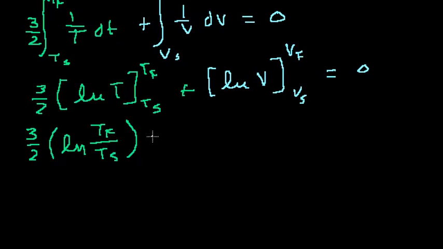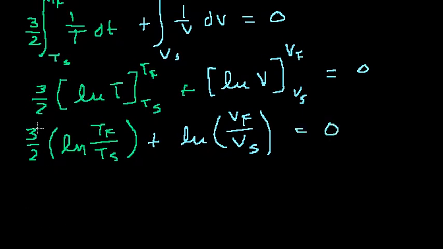Plus, for the same reason, the natural log of vf over vs. When you evaluate this, it's the natural log of vf minus the natural log of vs, which can be simplified from our logarithmic properties. So that equals 0. And now this coefficient out front, we can use our logarithmic properties. Instead of putting a 3/2 natural log of this, we can rewrite this as the natural log of tf over ts to the 3/2.